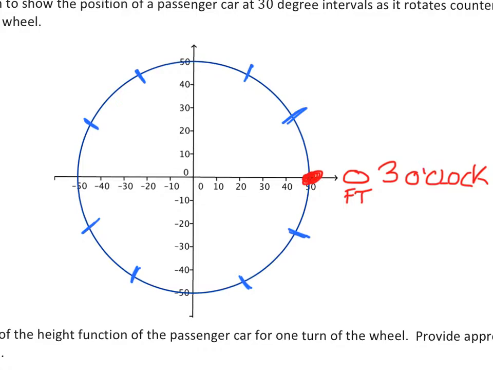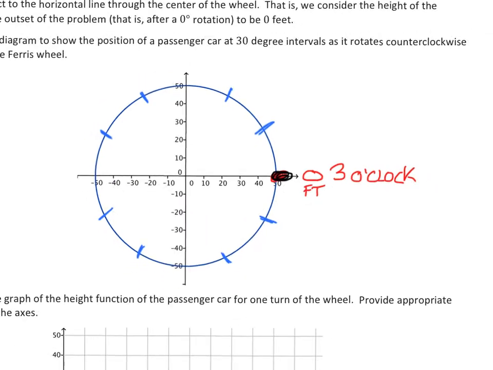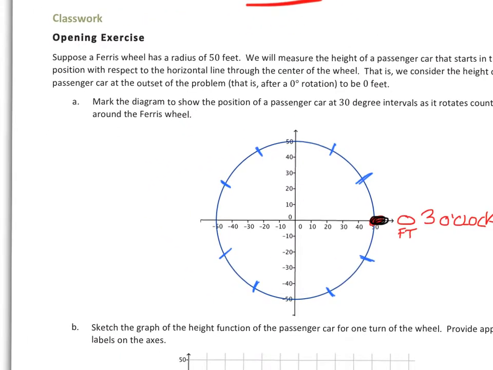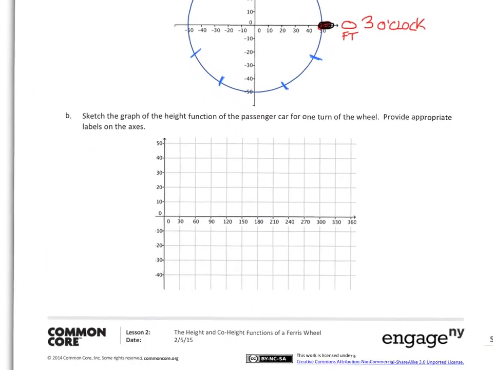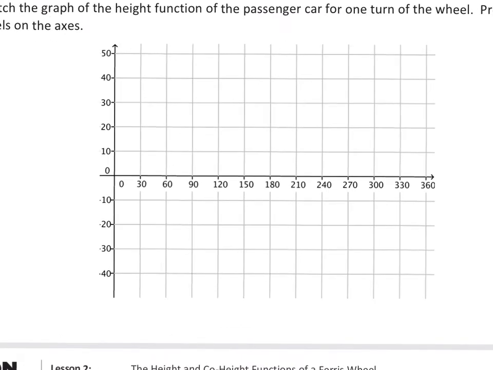So the height of the Ferris wheel, it's at 0 degrees right now. What is the height of that passenger car at 0 degrees? It is not 50 feet. Let's go back up here. It says right here, that is, after a 0 degree rotation, it will be 50 feet at the horizontal line, or 0 feet at the horizontal line. Therefore, the height of this passenger car now is what? 0. So down here, we would mark a 0. At 0 degrees, it is 0 feet.